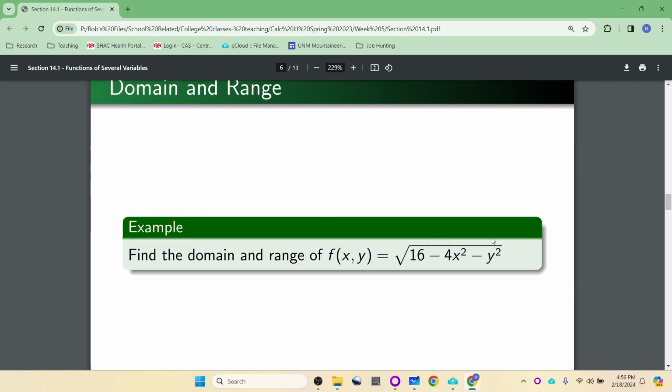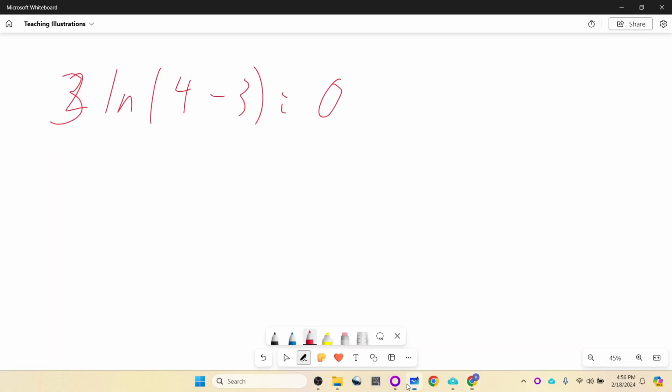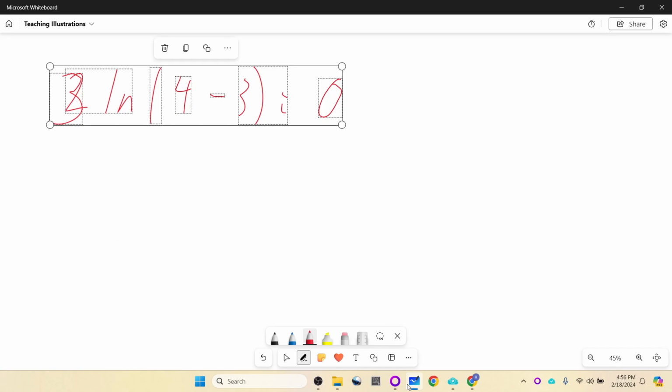All right. Domain and range. Find the domain and the range of this. F of x, y is the square root of 16 minus 4x squared minus y squared.